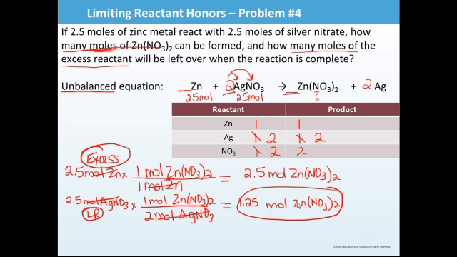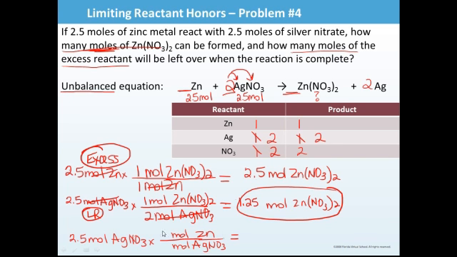How many moles of the excess reactant will be left over? Whenever we do that, what I like to do is I start with my limiting reactant, and I'm going to convert my limiting reactant to my excess reactant. So I'm going to have moles of silver nitrate on the bottom, and on the top I'm going to put the moles of my excess reactant. Remember, once you know your limiting reactant, start there and you can convert to anything. If I wanted to know how much silver I would produce, I could calculate that as well.